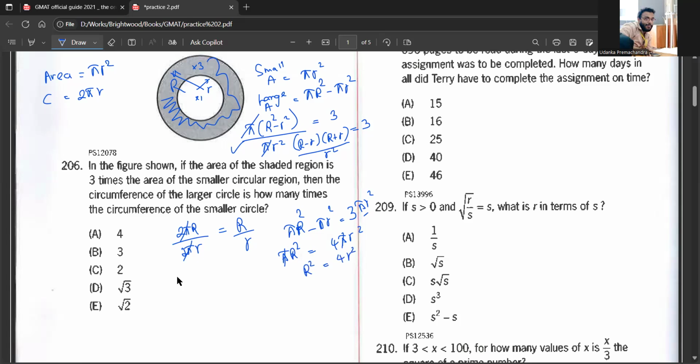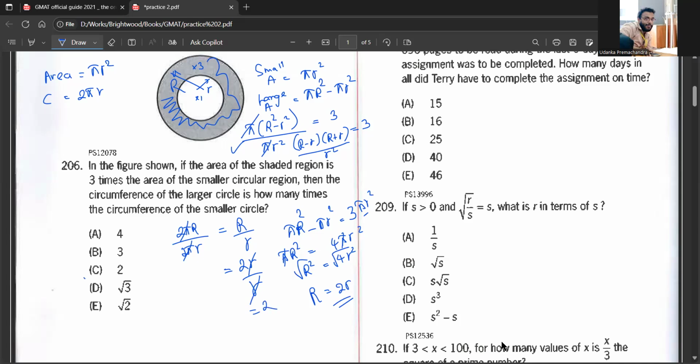4r². If you take the square root on both sides, capital R equals what? Capital R equals 2r, 2 times r. You can see this capital R is actually 2 times r. So you can replace this one as 2r. r and r cancel, remaining 2.